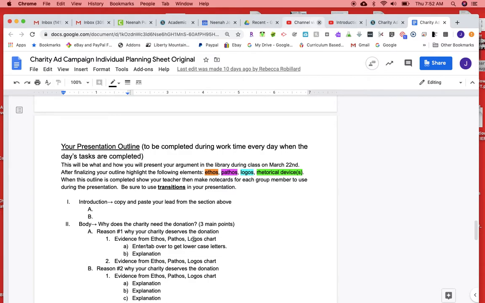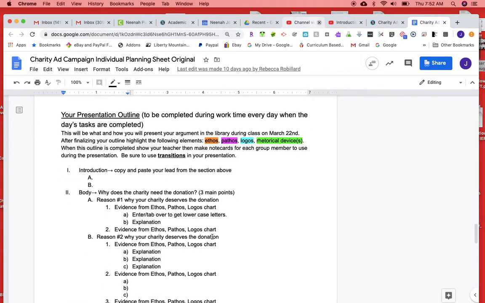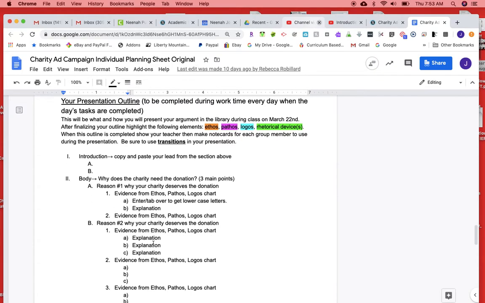The next part, why does your charity need the donation? There's 3 main points in this. Reason 1, so we need to come up with 3 reasons why they need the money. So reason why your charity deserves a donation. What's some evidence from the Ethos, Pathos, and Logos chart? And enter, tab over to get lowercase letters. Okay. And then have some explanation, 3 sentences of explanation of why that evidence relates to your reason.